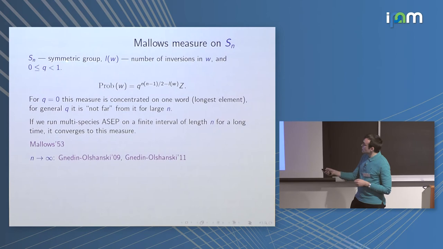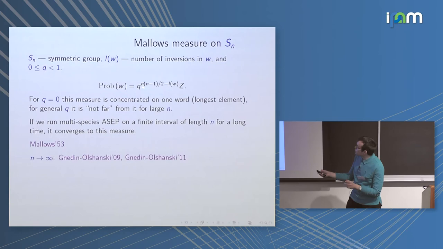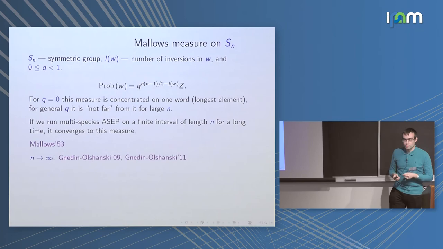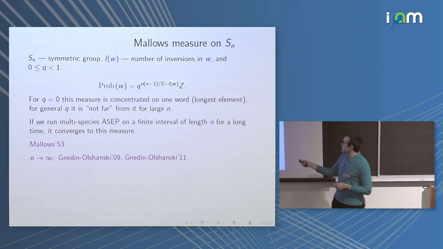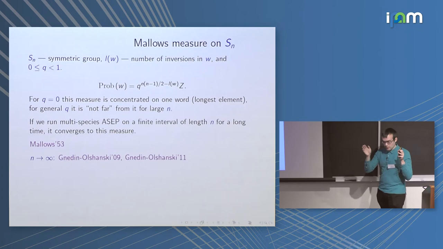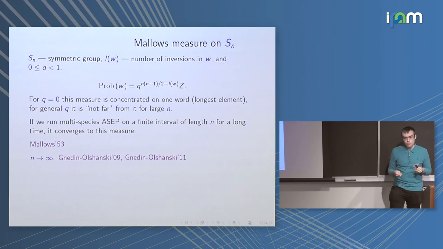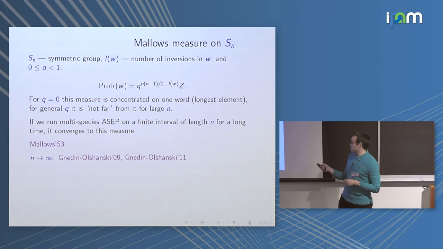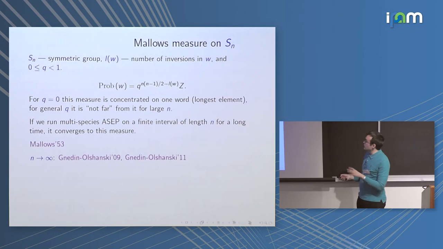It is proportional to q to the number of inversions. Or I will need q to the number of non-inversions, that is, q to the number of pairs which are in the right order in the symmetric group. So n choose 2 is the total number of pairs, and this is the number of inversions. And the normalization is some q-binomial, a q-number. So this is a certain probability measure on the symmetric group, and it appears in probabilistic language as follows: if we have n-species ASEP on an interval of length n, and we run ASEP for infinite time, we will converge to a certain distribution. So this is the distribution that we converge to. This is its explicit form, and it plays an important role in the construction that I will give on the next slides.